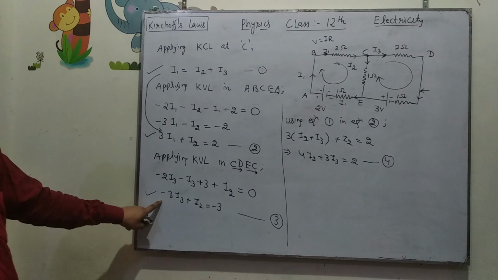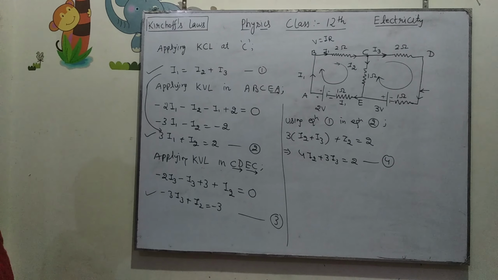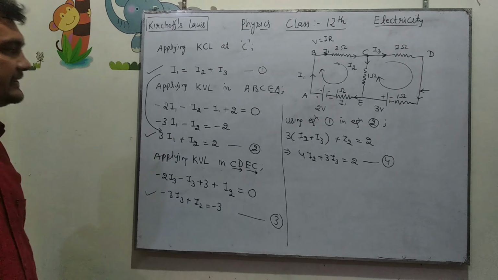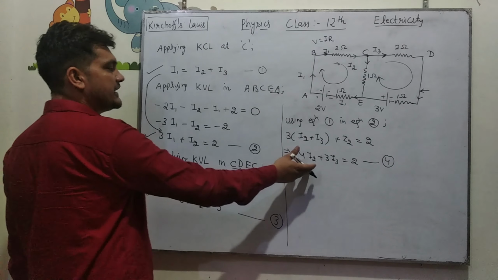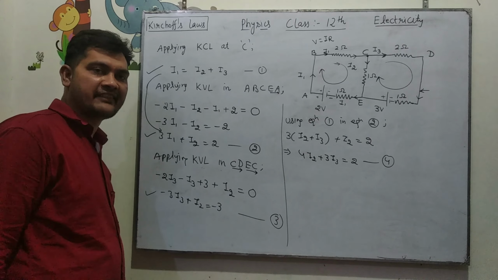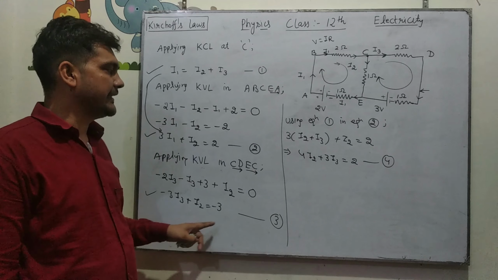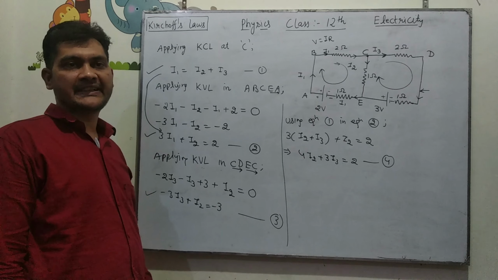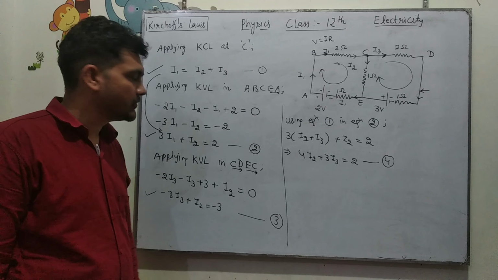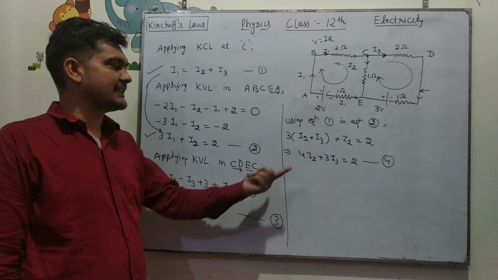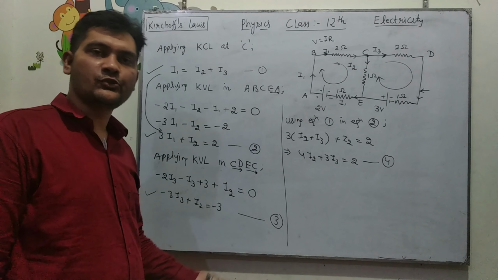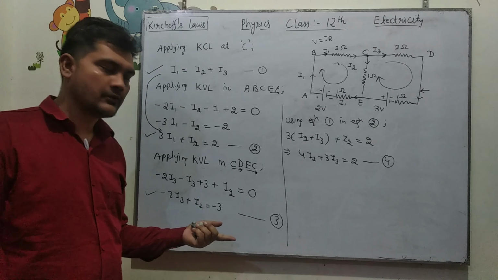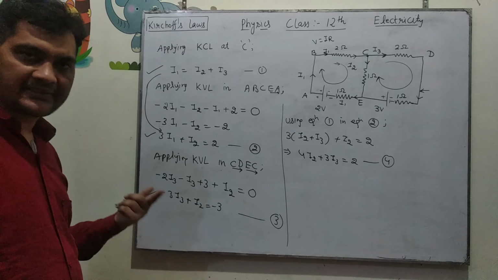So equation number 3 and equation number 4 are in 2 variables, I2 and I3. So now you solve these 2 equations which are in 2 variables. These are linear equations. Then you can obtain the value of I2 and I3. We have many methods: the method of substitution, method of elimination, method of cross multiplication. You can use any one of these and get the value of I2 and I3. These methods you have already studied in your class 10th. So here we are using the elimination method.